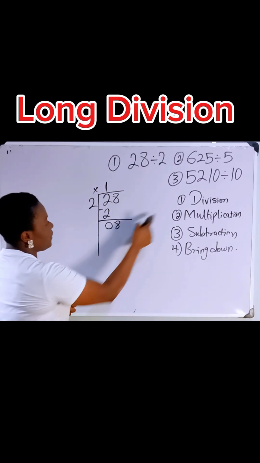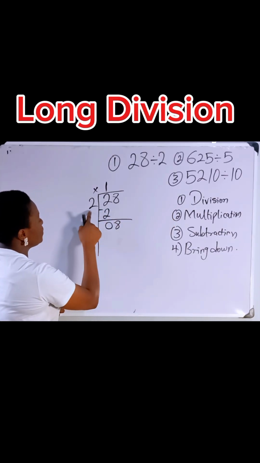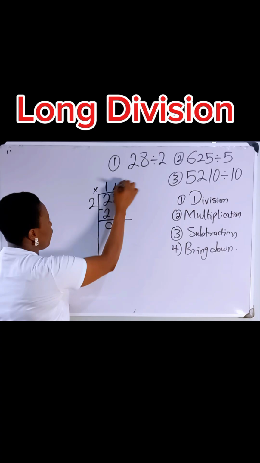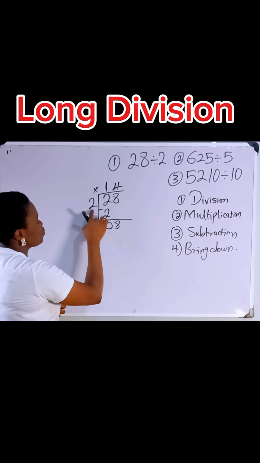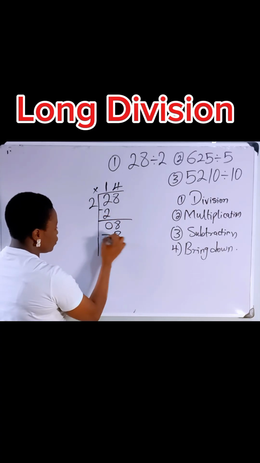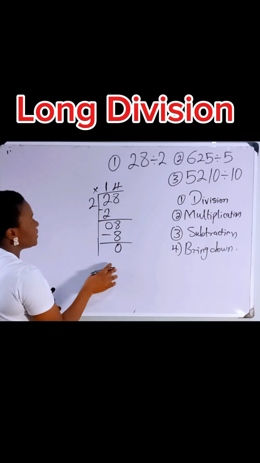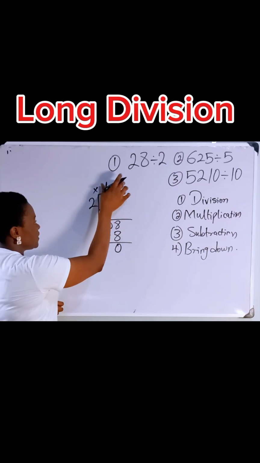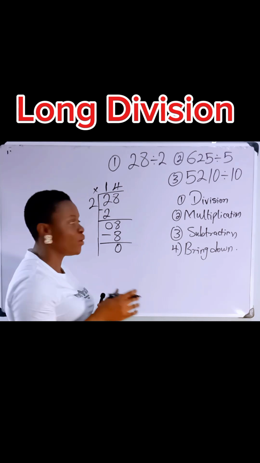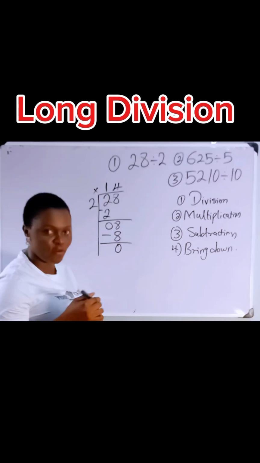So we'll go again. The first step is division. We'll divide 8 by 2 and we'll get 4. So 4 times 2 will give us 8, and we'll subtract. 8 minus 8 will give us 0. So it simply means that 28 divided by 2 is 14. We took this first step because this is the simplest form of it.